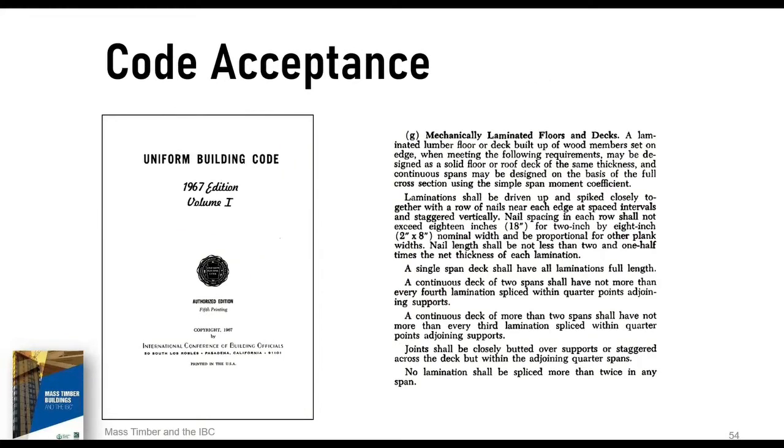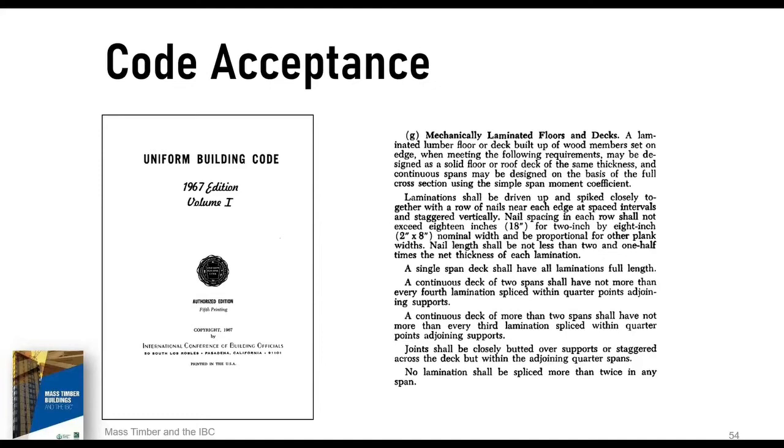Speaking about my reference to being an older provision, here's some information. These are some of the detailed provisions for NLT that have been in the code for at least 50 years. Here's an example that is an excerpt from the 1967 edition of the Uniform Building Code. It shows you a lot of the information, some of the nailing requirements, the sizes, all that kind of good information.